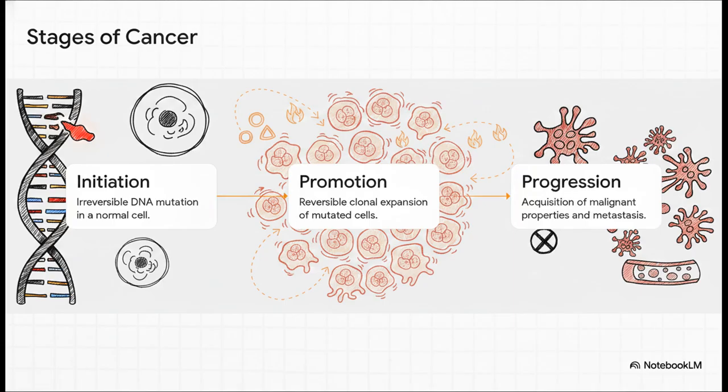Second is promotion. This is where things really start to escalate. Promoting agents, things like hormones or chronic inflammation, stimulate that initiated cell to divide rapidly. This stage is actually reversible, but it manages to create a massive clone army of mutated cells. Finally, we hit progression. This is the absolute point of no return, where these cells acquire truly malignant properties, like the ability to invade surrounding tissues and completely resist natural cell death.